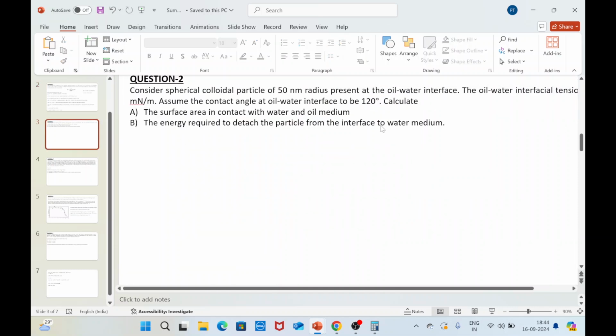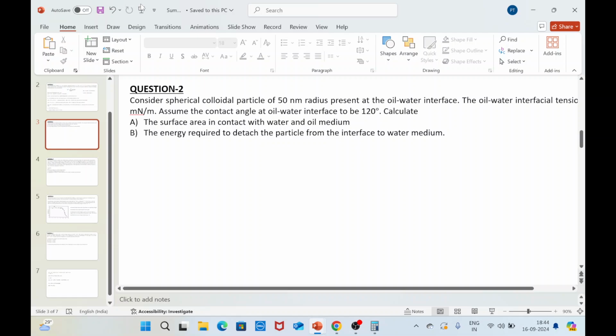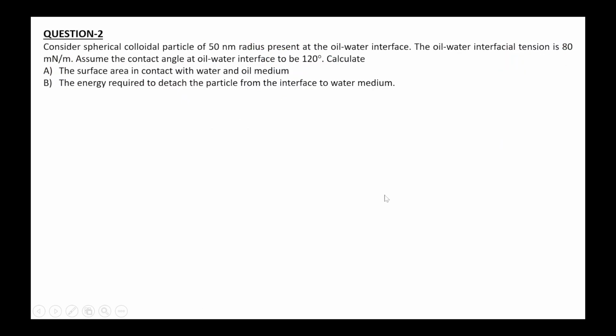So next question is about contact angle. Let me read the question. Consider a spherical colloidal particle of 50 nanometer radius which is present at the oil water interface. The oil water interfacial tension is given as 80 millinewton per meter, which is nothing but 80 into 10 power minus 3 Newton per meter. The contact angle at the oil water interface is given as 120 degrees.